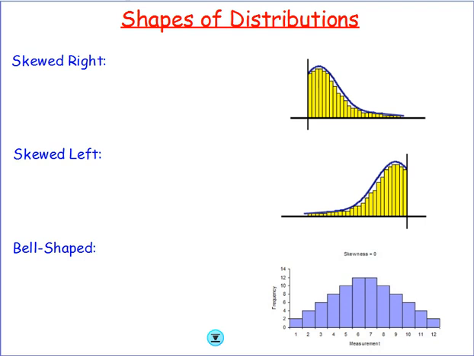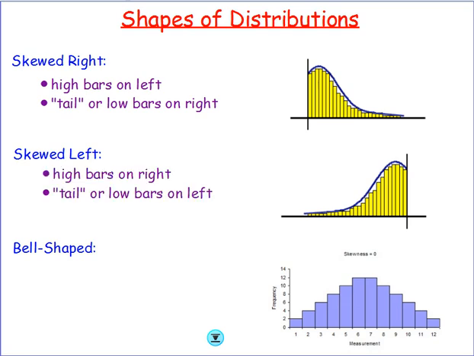Skewed right. This is when all of your high bars are over here on the left side, and you have a tail or your low bars over here on the right. So if your graph goes high on the left and then slopes down to a very low right, this is considered skewed right. So since the tail is on the right, it is skewed right. Skewed left, just the opposite. You have your high bars over here on the right, and you have your tail that slopes down to the left. So if your tail is on the left, it's skewed left.